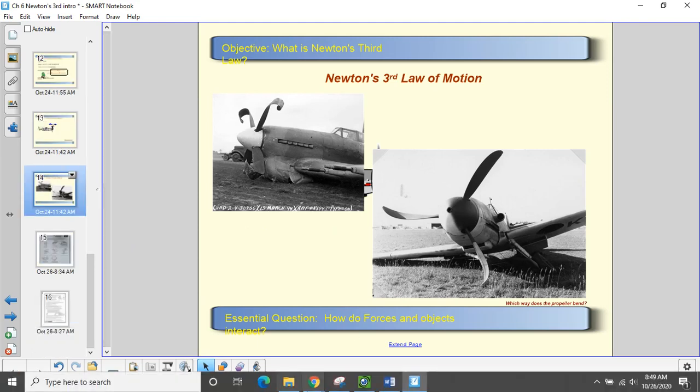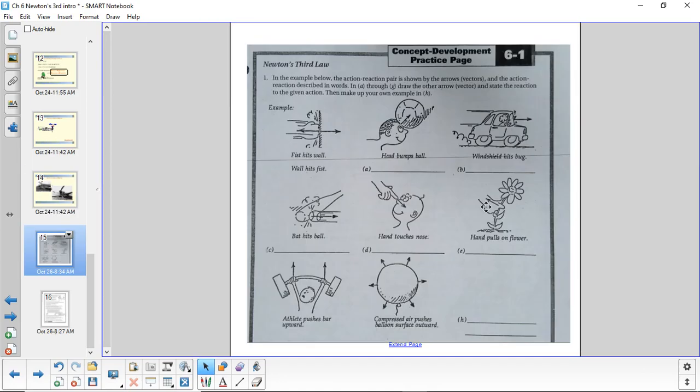Okay, now we have a worksheet here. I'm going to just show it here. This is posted in the assignment, and I want you guys to work on this. It's fairly self-explanatory. These will become repetitive, but they're establishing a pattern, which is very important here. You'll see the pattern pretty fast. So the example is that the fist hits the wall. That is the action force. You're supposed to identify the reaction force, the other part of this action-reaction pair. And in this case, it's the wall hitting the fist. So the action force is the fist hits the wall, and it's a force acting to our right. The reaction force is the wall hitting the fist and pushing the fist back to our left.